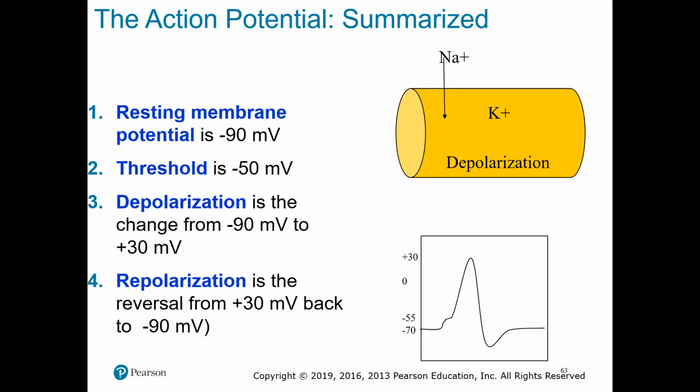It has gotten more positive, and there are electrical gates on either side of the motor end plate for sodium and for potassium that will now get affected by the change in the charge. So we depolarize the motor end plate, and if we hit threshold, then voltage gates, electrical gates on either side for sodium will open up, and you'll have a massive rush of sodium into the muscle cell, depolarizing the muscle cell. Now this is an incredible inrush of sodium.